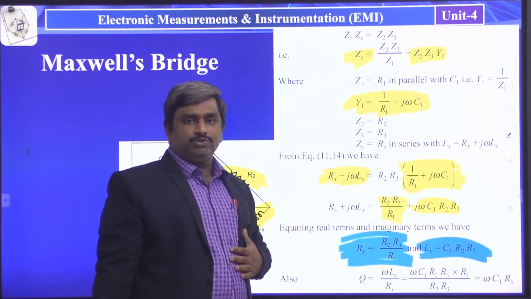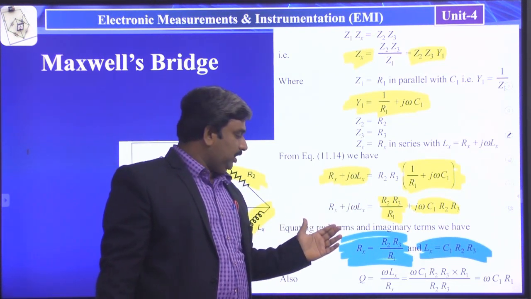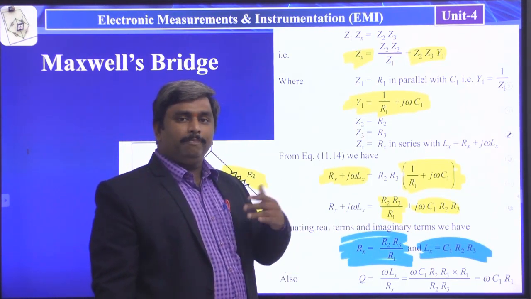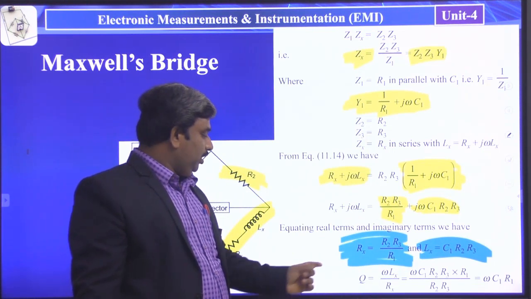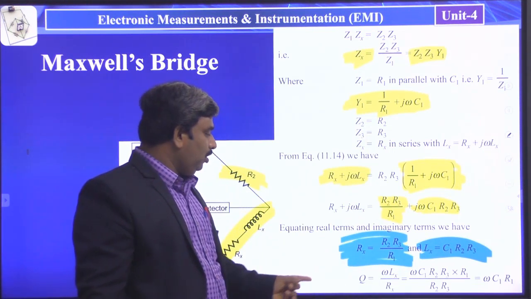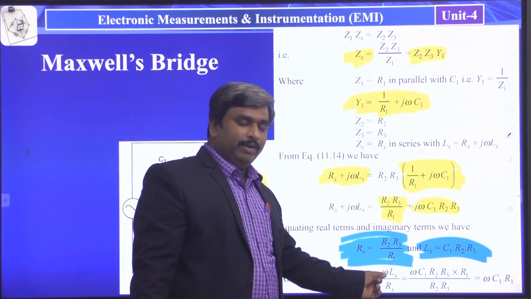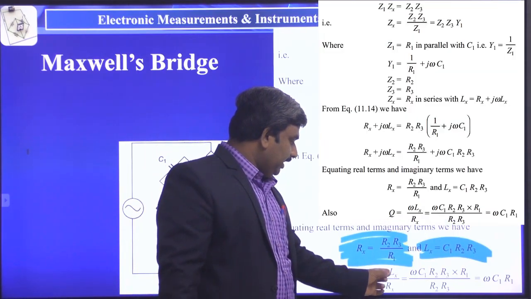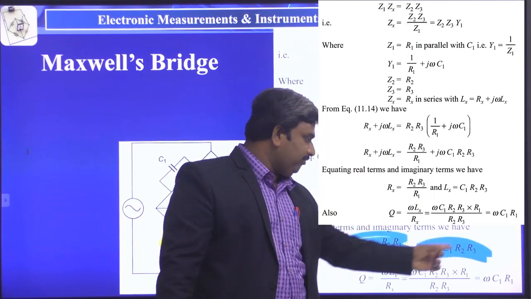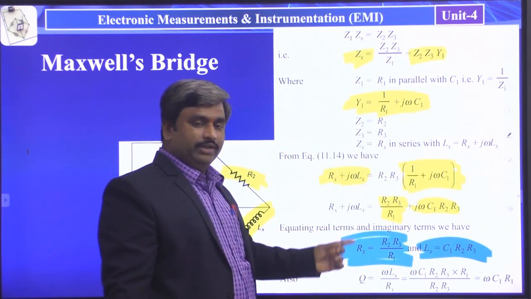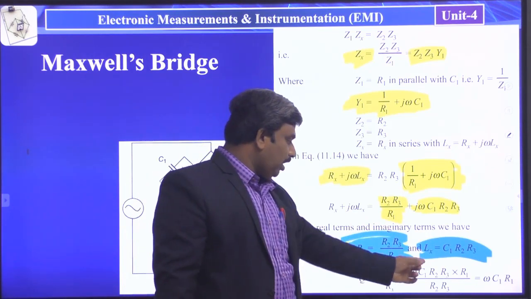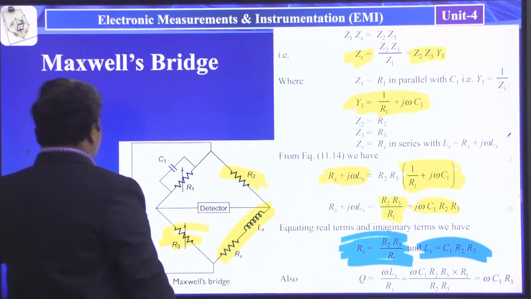So in the Maxwell's bridge, other than these Rx and Lx conditions, here we are defining one more parameter, called Q. Here Q is equal to omega Lx by Rx, where Lx is equal to C1 R2 R3 and Rx is equal to R2 R3 by R1. Substitute all these Rx and Lx combinations here.